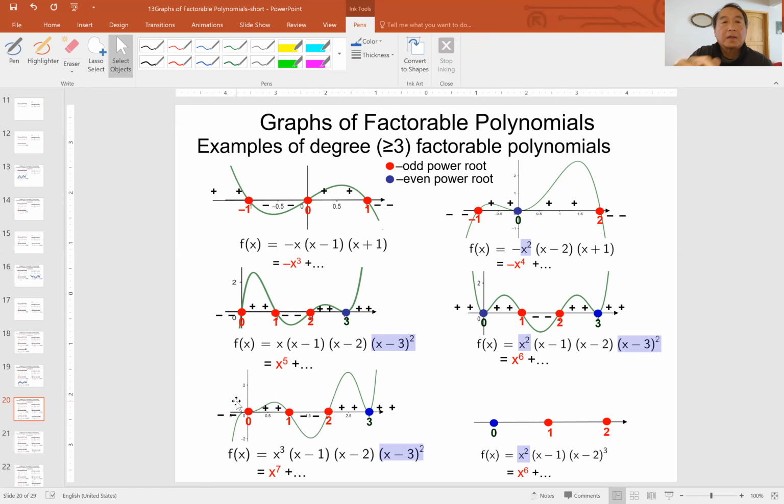And finally, we have the last one. Now we have one even power and two odd powers. And here's the sign chart. And here is the graph.